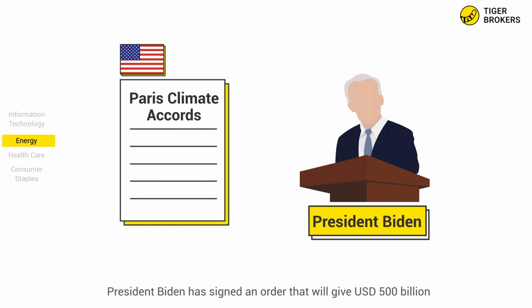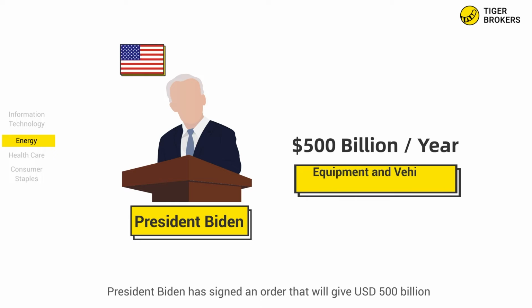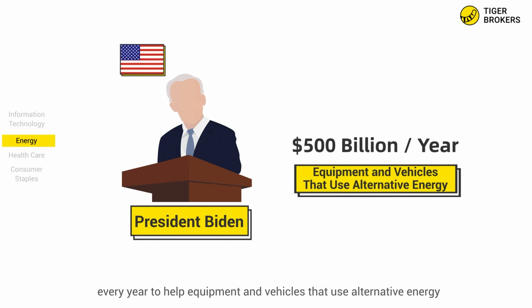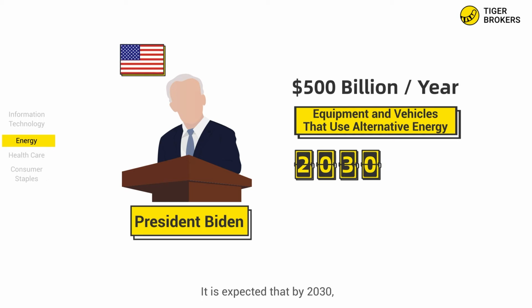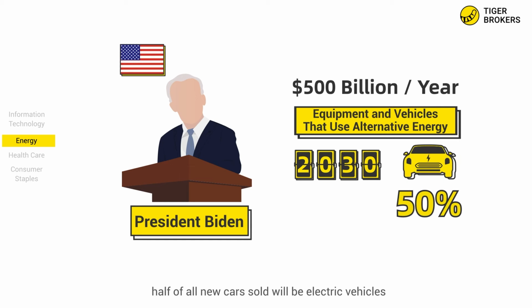President Biden has signed an order that will give $500 billion every year to help equipment and vehicles that use alternative energy. It is expected that by 2030, half of all new car sales will be electric vehicles.